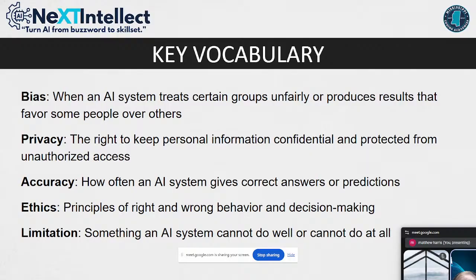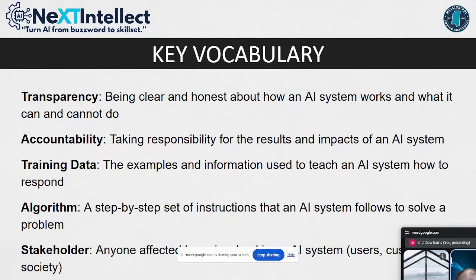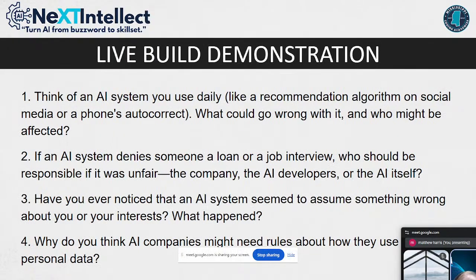Our key vocabulary is bias, privacy, accuracy, ethics, limitation, transparency, accountability, training data, algorithm, stakeholder.